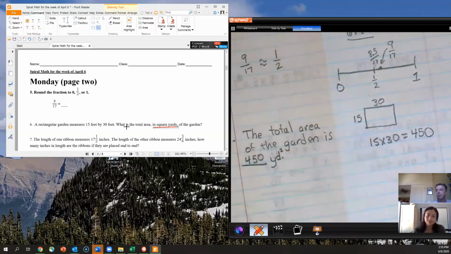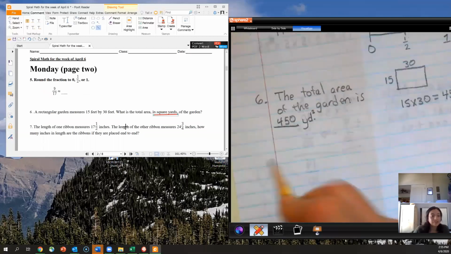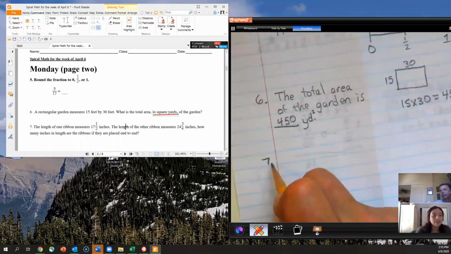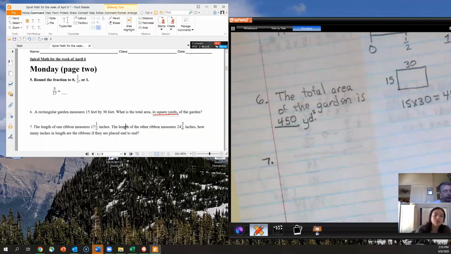Okay, Ms. Garcia, let's go move on down to number 7. All right, number 7 says the length of one ribbon measures 17.5 inches. The length of the other ribbon measures 24 3/4 inches. How many inches in length are the ribbons if they are placed end to end?